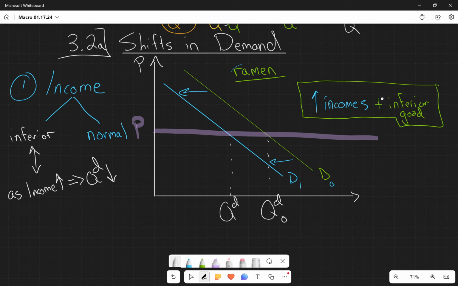Why is it going to decrease? Because my income is increasing and it's an inferior good. So people are going to substitute for higher quality goods. So inferior goods are low quality goods. Questions on income as it relates to shifting demand?